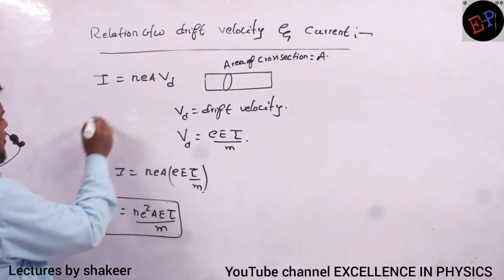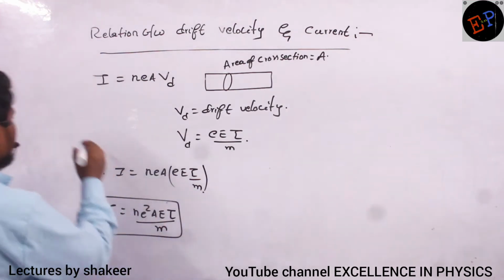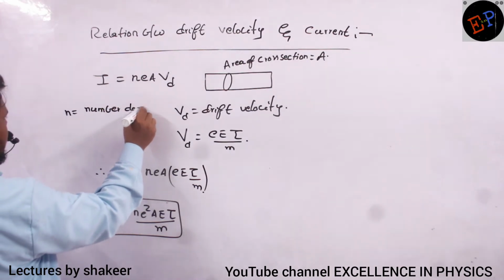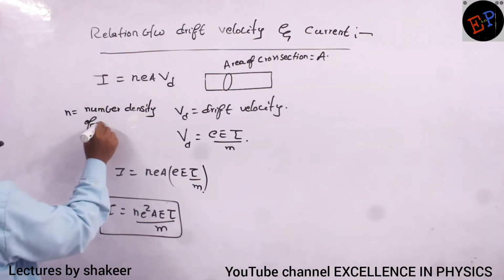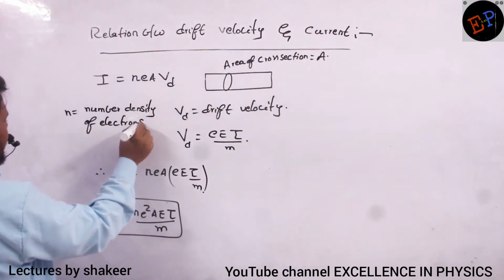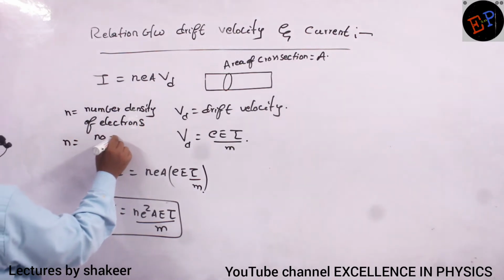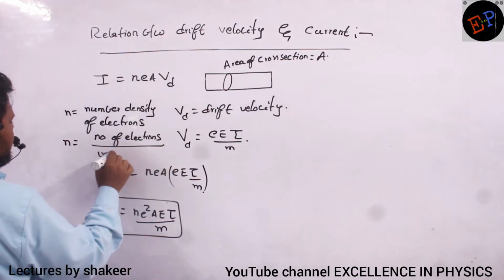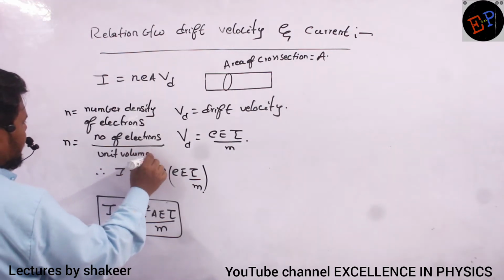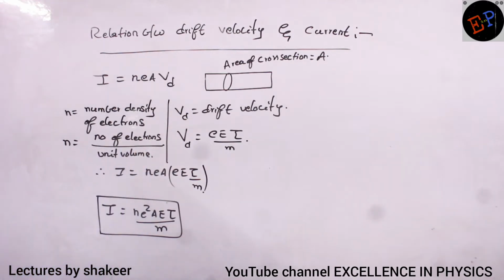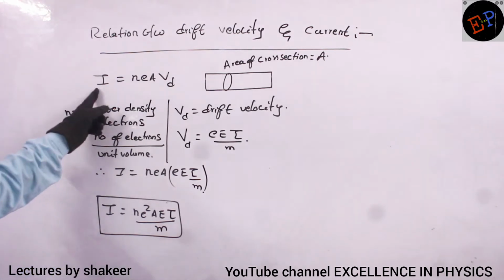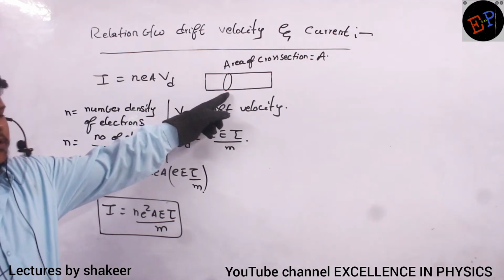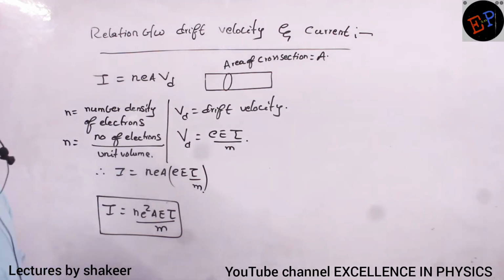Now what is meant by n here? n is called the number density of electrons. And what is meant by number density? Number density is nothing but the number of electrons per unit volume. How many electrons are present in a unit volume? That is called number density. So I = nAeVd, where e means the charge of an electron, A means the area of cross section of this conductor, and Vd means drift velocity.